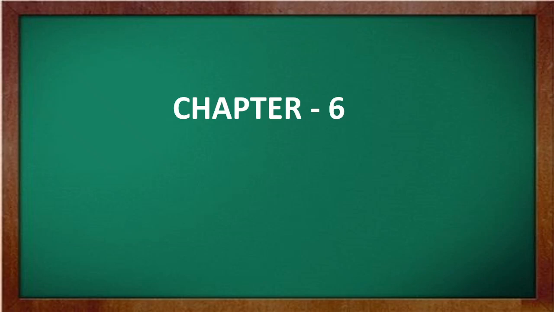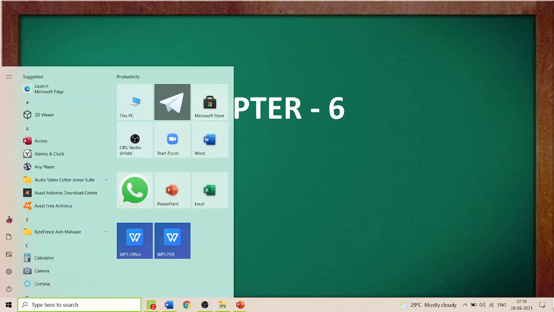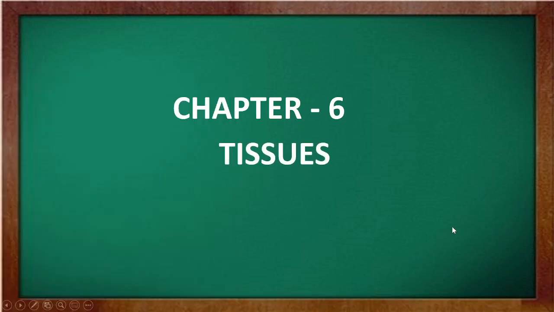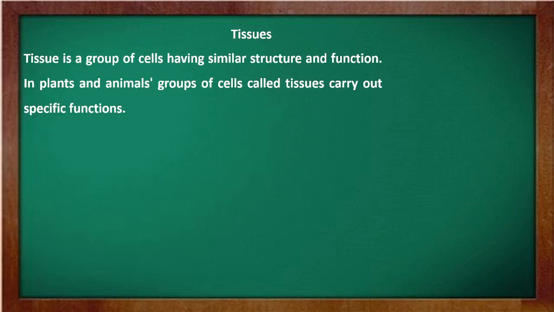While learning about this, we will be looking at different pictures from this chapter, because biology is mainly pictorial representation. This is your biology part. So let us start chapter number 6, which is Tissues. Now let's start. First thing is, what is tissue?